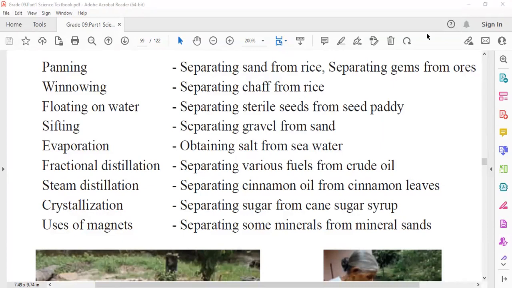So panning, floating on water. This is what your amma commonly does when she is about to cook these cereals, right? She puts them into water, and then some of them float and she throws them away, and the remaining ones that are submerged in the liquid container will be taken to cook, right?